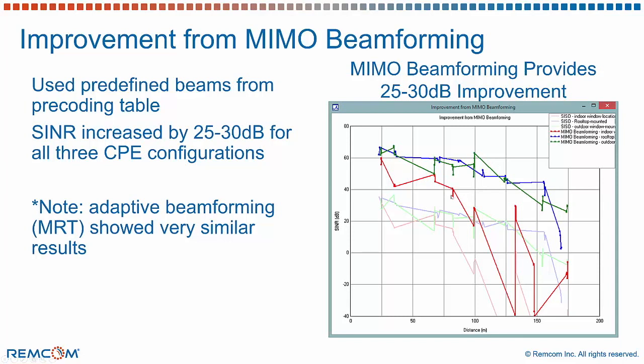Despite the improvement, we still see a very rapid drop-off in the interior window antennas. Just a little above 100 meters out, they drop below 0 dB signal-to-noise ratio. But the other two configurations seem to do fairly well all the way out to the end of the street.